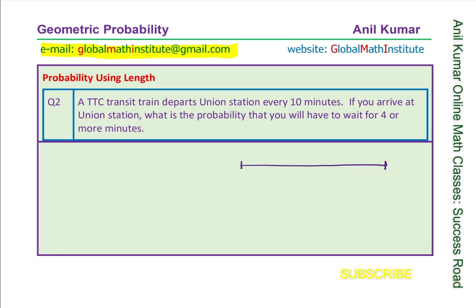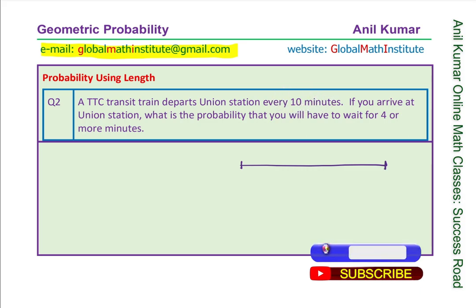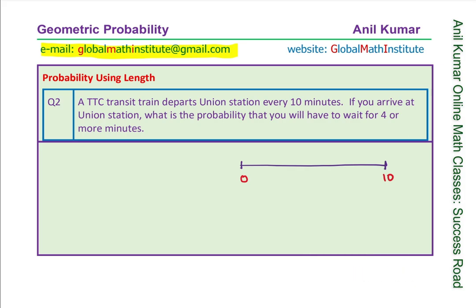Since it departs every 10 minutes, that means 0 to 10 is the limit. You come and you see that the train is there, you just board on, so there's 0 waiting time. But if the train has already left and the next will leave after some time, there could be some waiting time. Now we say that waiting time has to be more than 4. So that means somewhere here we are interested in this probability. At least waiting time of 4 minutes means 4, 5, 6, 7, 8 up to 10.